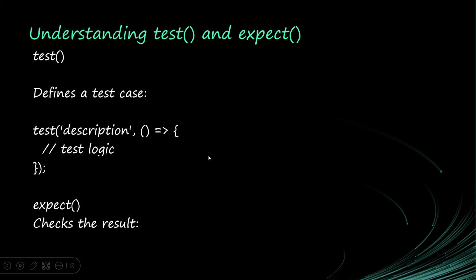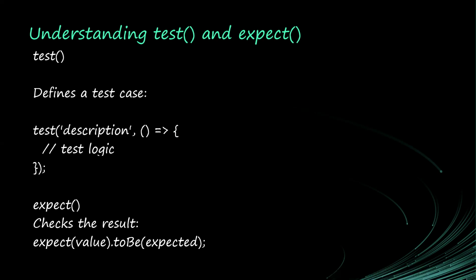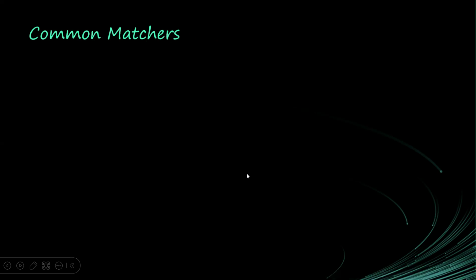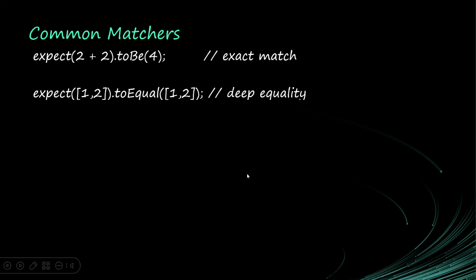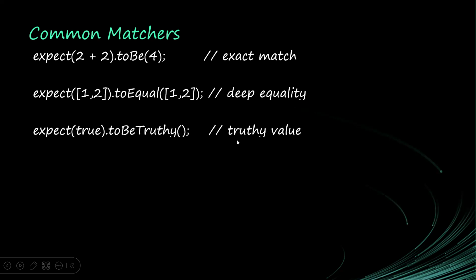Okay, then the expect checks the result, and then expect value dot toBe. Now, this toBe is what we call Jest matchers. We'll talk about them later on. So we say we expect a particular value to be the expected value. So now we have common matchers like toBe. We're expecting 2 plus 2 to be exactly 4. That is an exact match. When we have this array 1 and 2, we expect this array to be 1 and 2. So this is deep equality, but don't worry, we'll go more into it. You can also expect a value to be truthy.